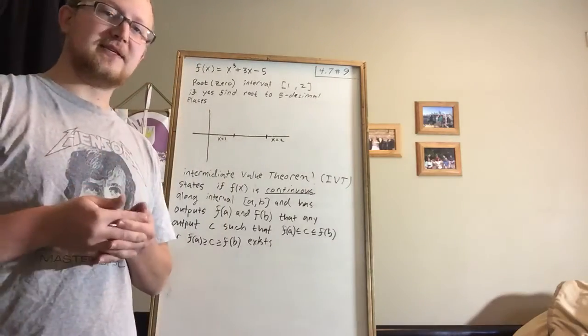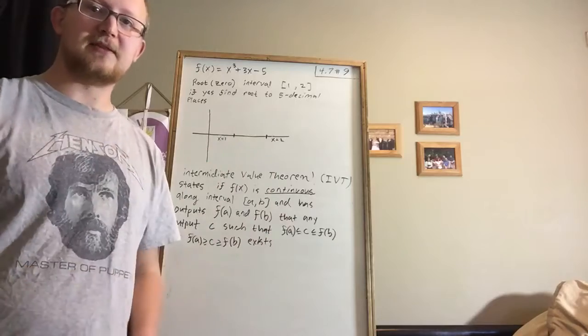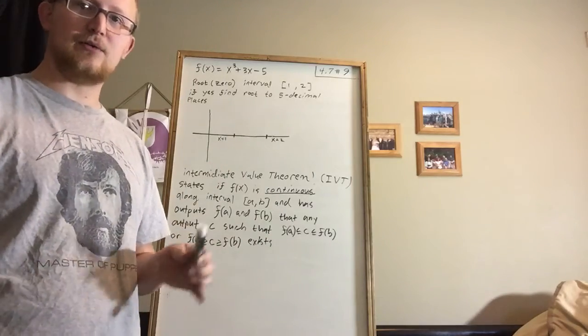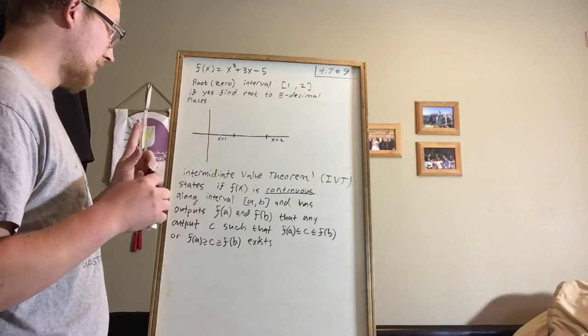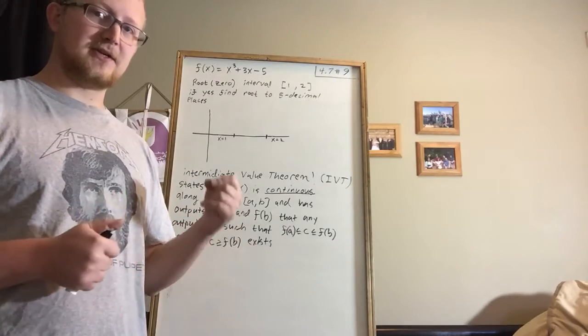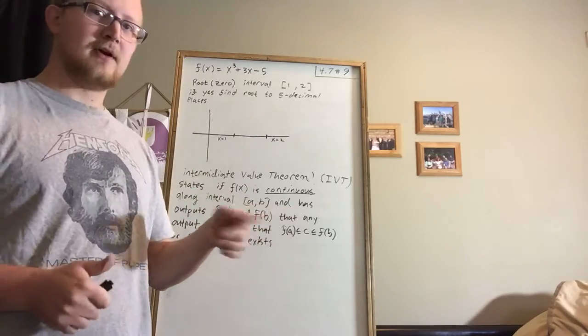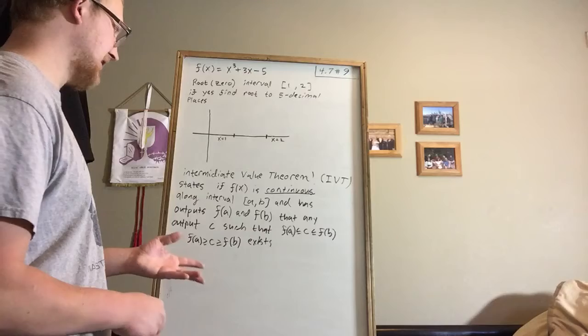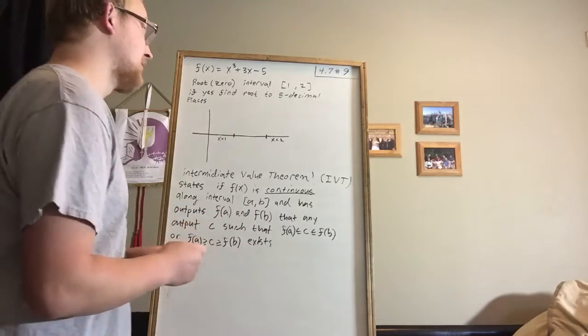Alright, this is 4.7, problem number 9. We're using the intermediate value theorem and Newton's method to find an intercept with the x-axis. When I did the mean value theorem video, I also covered the intermediate value theorem because they're so very similar. If you haven't seen it, I recommend watching it, but I'll give a brief description of what the intermediate value theorem states here in a second.